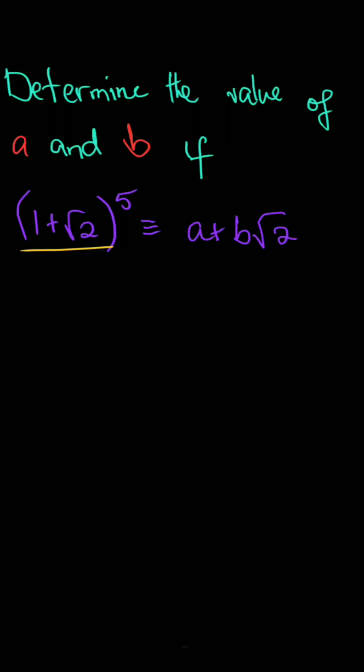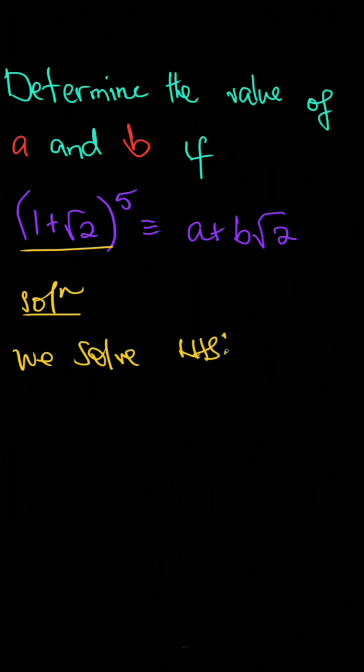So in this discussion I want us to look at this interesting question, which is to determine the value of a and b if what you have here on the left is the same as what you have there on the right. So let's find a and b given this equation. Alright, so let's look at the solution, in which I'm going to solve the left hand side. Then the result that we get for the left hand side will be compared to what is on the right.